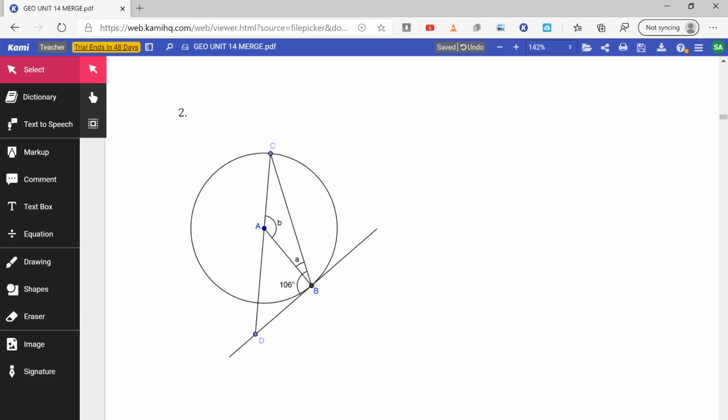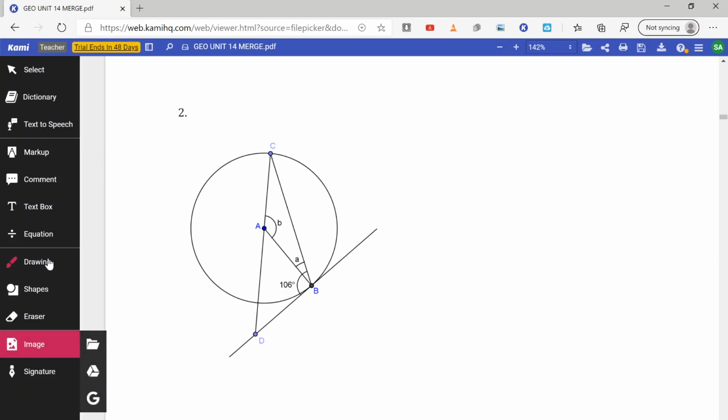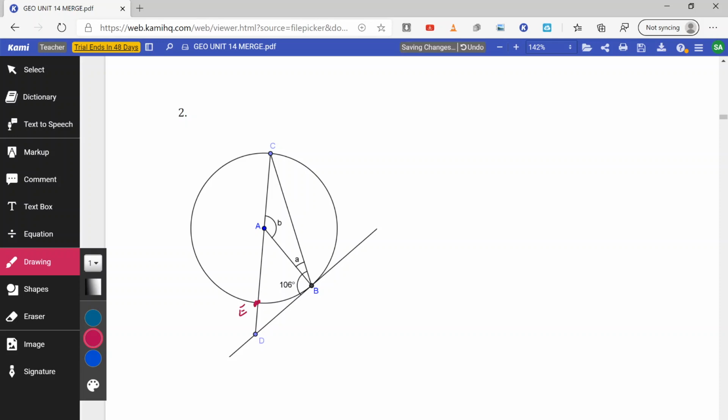We're given tangent DB, we're given radius AB, radius AC, chord CB. We've got to find angle B, we need to find angle A, and we're told DBA is 106 degrees. So first things first, in order to help us figure things out, we're going to start marking up what we know. I'll label this as point E. So we know that E to C is going to be 180 degrees.